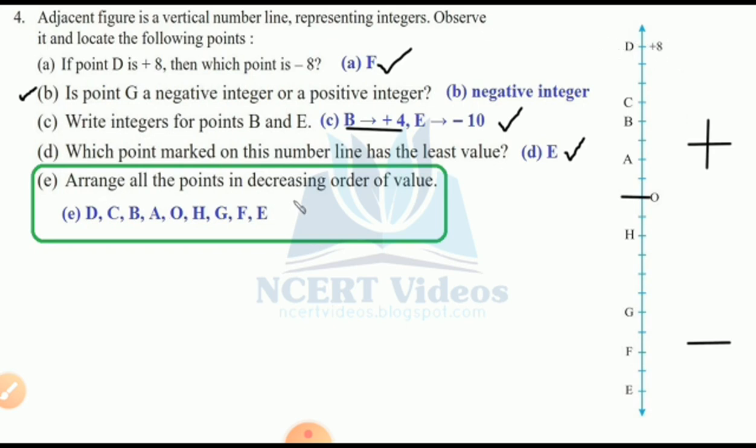Arrange all the points in descending order of the value. Anyone will tell me what's a descending order? Smaller to bigger. Sorry, beta. Descending means the bigger number has to come first, and the bigger number is what? Here +8. It is starting from there. D, then C, then B, then A, then H, then D, then F, and then E. Correct?